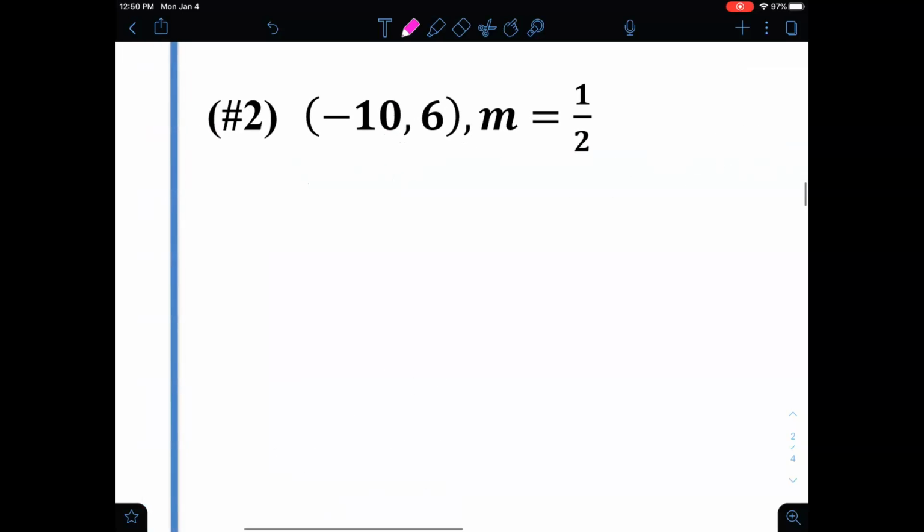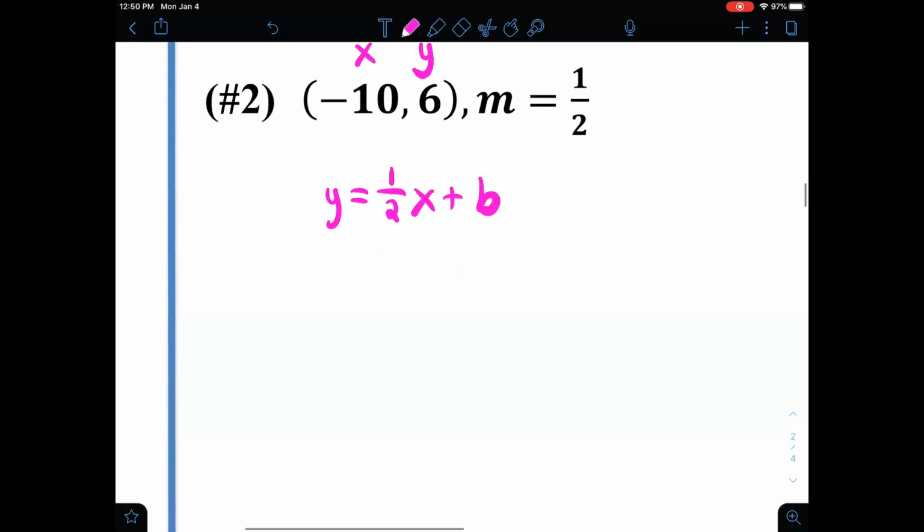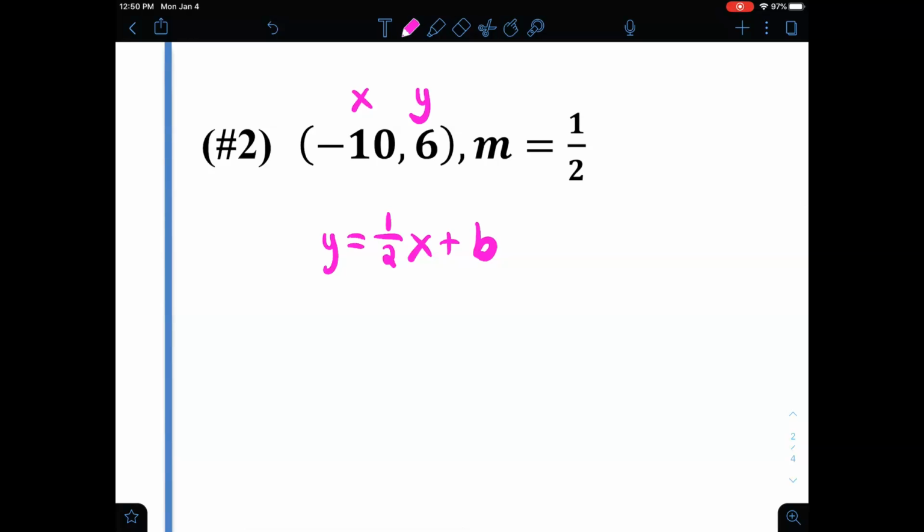Number 2, we have (-10, 6) is the point that's on the line, and our slope of the line that we're looking for is 1/2. Well, we're going to take the slope and plug into y = mx + b, so we're going to have y = 1/2 x + b. Okay? And we're going to label our (-10, 6) what? We're going to label that x and y. And we're going to literally plug into the equation and get b by itself.